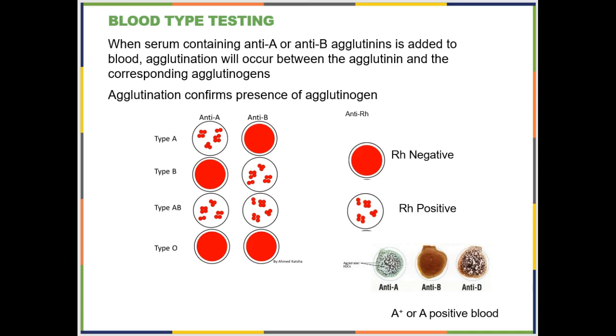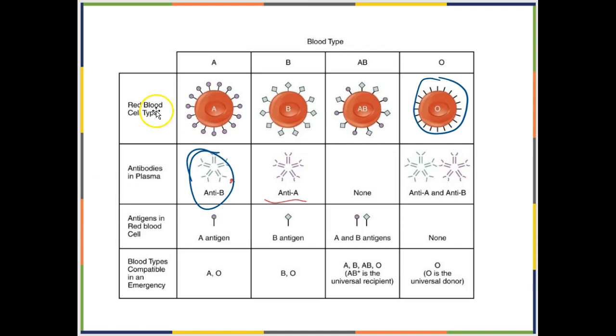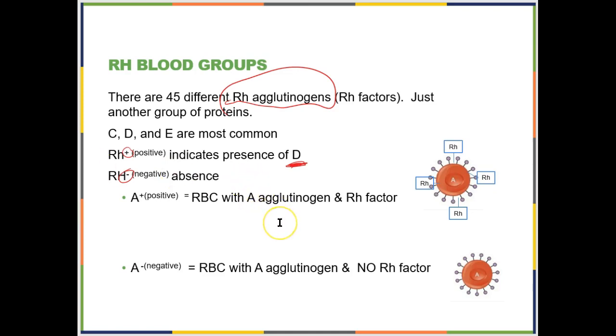So for the quiz, you want to know what is an agglutinogen, and then based on blood type, you want to know which agglutinins are going to be in that person's blood and which agglutinogens are going to be in that person's blood. Don't worry about the transfusions. And then also know if somebody's AB positive or AB negative, what does that say about the presence of the Rh protein?